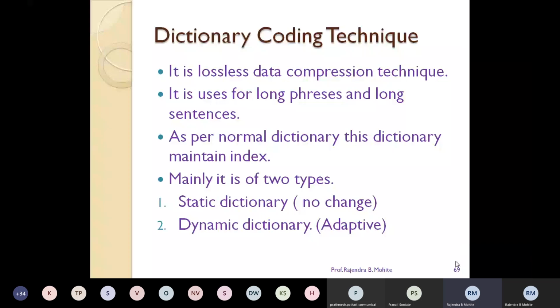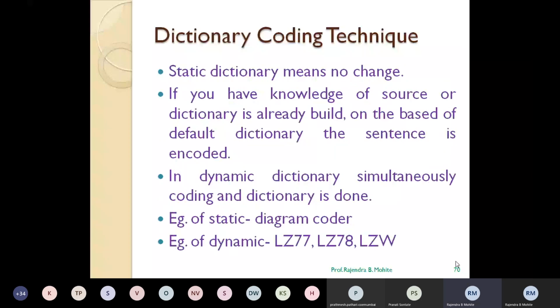Dictionary coding has two types. One is called a static dictionary, and the other is called a dynamic dictionary. A static dictionary has no change; whatever dictionary is given to you, you use as it is. But the dynamic dictionary is an adaptive, changeable dictionary. As per the requirement, you have to update the dictionary. So there are two main types of dictionary coding. Static dictionary means no change, and dynamic dictionary means it has some sort of change as per the requirement.